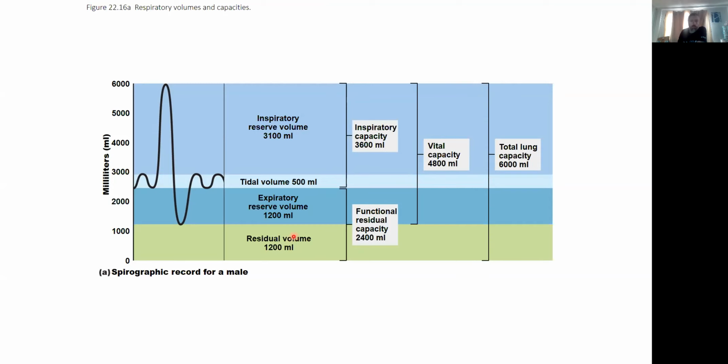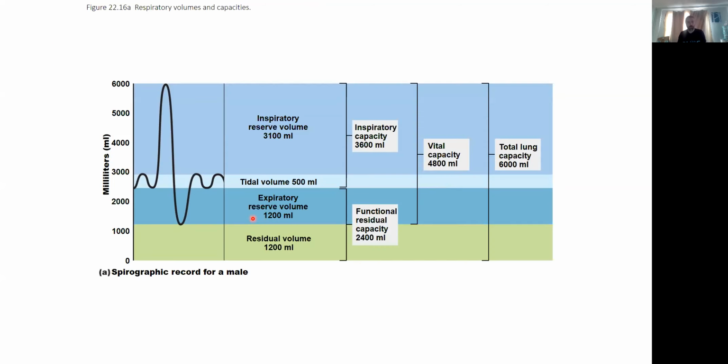And then if we want to take the ERV and the RV and add those together, that's the functional residual capacity. This is the amount of air that on an average breath, you actually don't exchange, right? Somewhere around 2.5 liters of air in your lung sits there under normal breath conditions, not leaving, just hanging out.